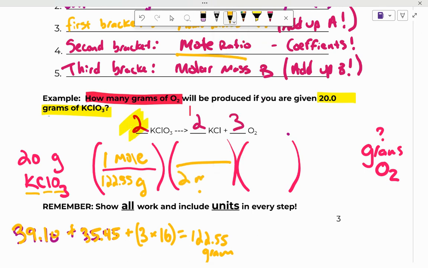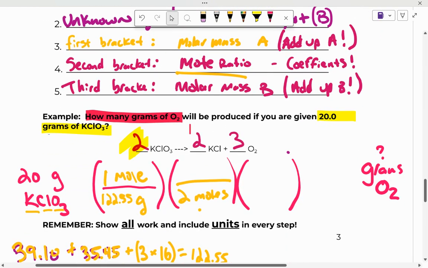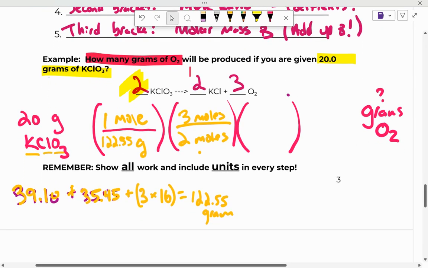So it's going to be 2 moles of that. What's out in front of O2 goes on the top. That's B, right? So what's in front of O2? 3. That goes on top. Just like we did yesterday, okay?